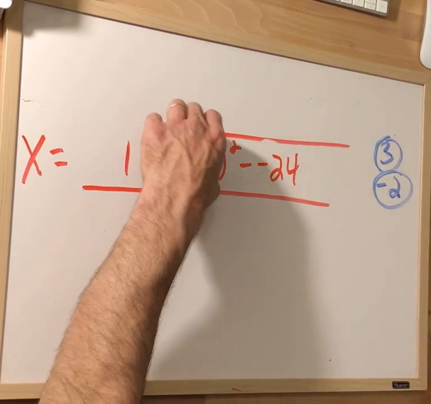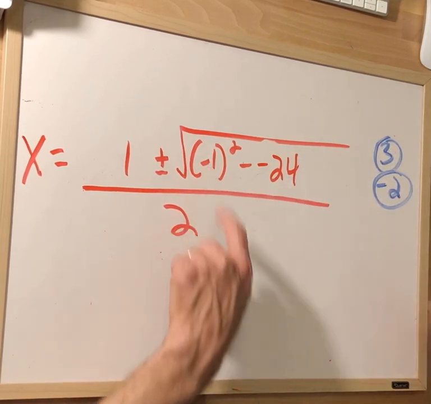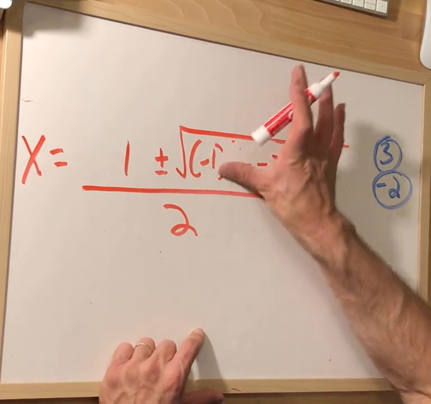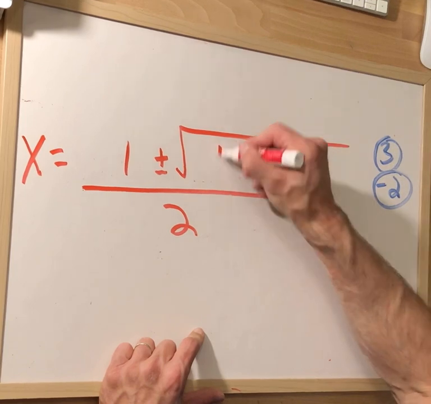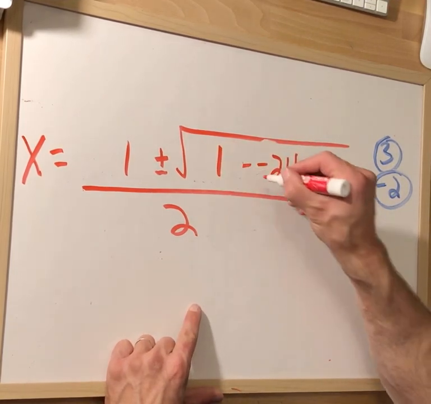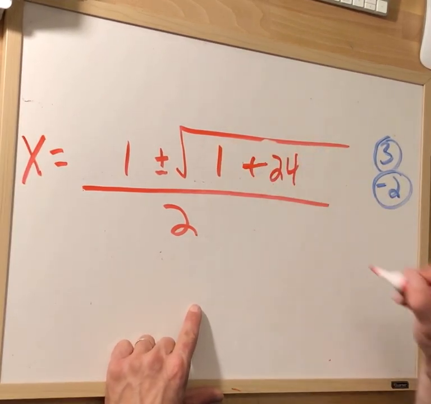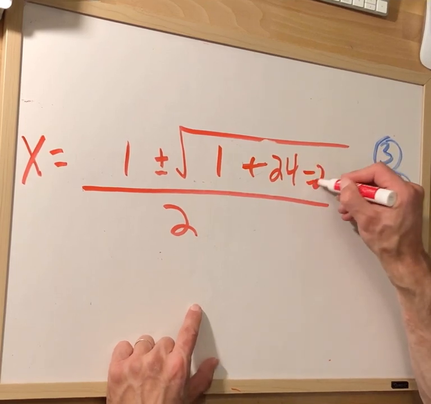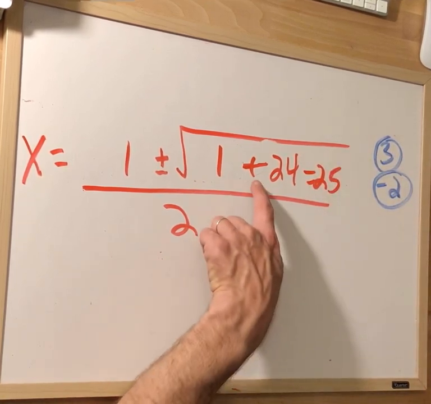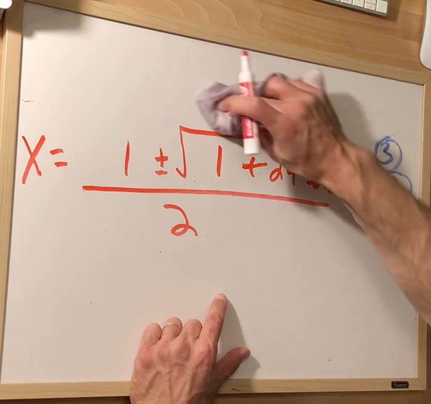Simplify the root left to right. Negative 1 times negative 1, which is negative 1 squared. Negative 1 times negative 1 is a positive 1. These two negatives become a positive. 1 plus 24 is equal to 25. And the square root of 25 is 5.